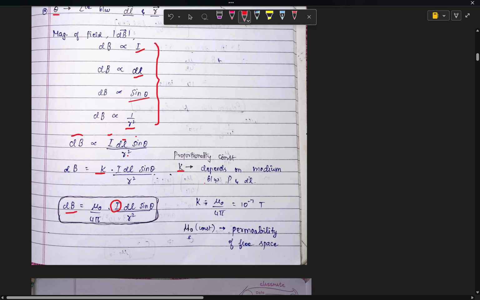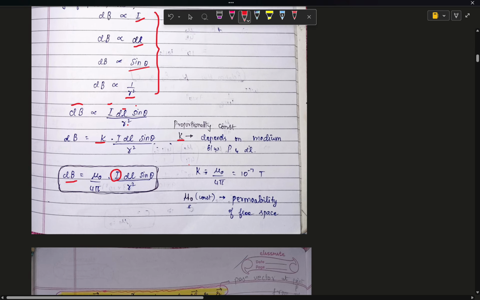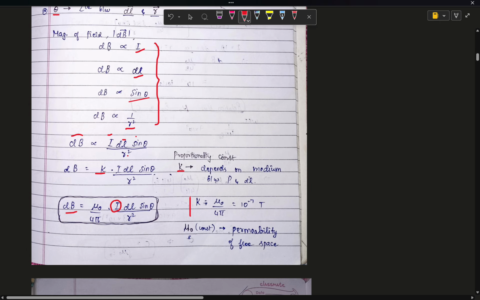So based upon that medium, the k value changes. For the k value, you can just remember mu naught divided by 4 pi. The value is 10 power minus 7 Tesla. The unit of magnetic field is Tesla. The name mu naught is permeability of free space.